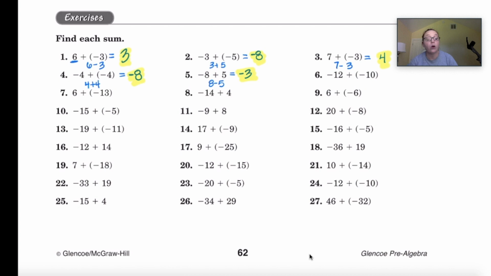We'll do one more, and then you can practice on your own. Number 6 is -12 plus -10. Since they have the same sign, I'm going to add the 12 and the 10 together. 12 plus 10 is 22. And they had the same sign, which means I'm going to keep that sign. So it's going to be -22.